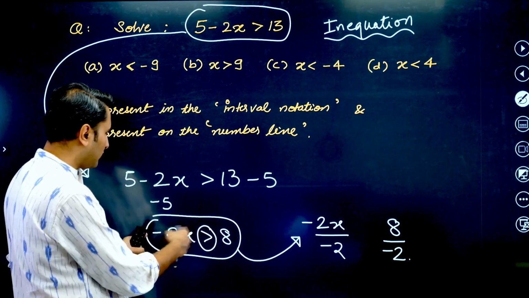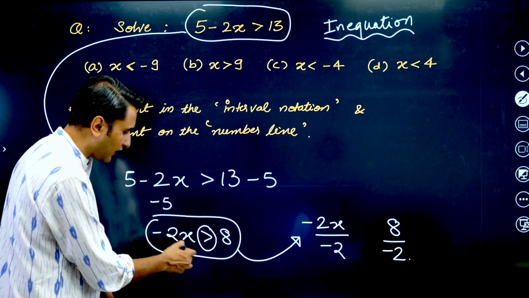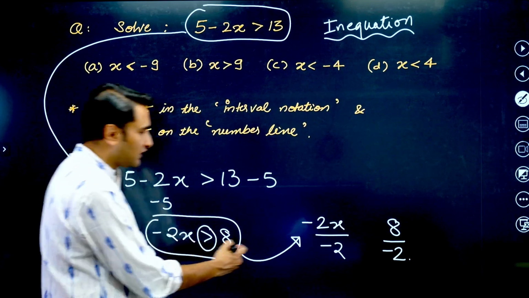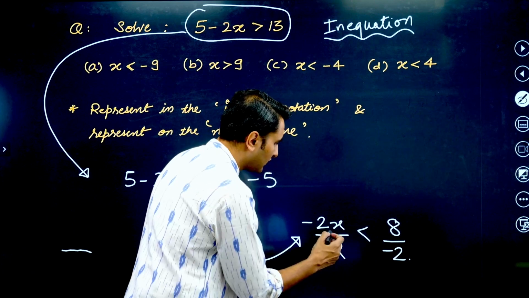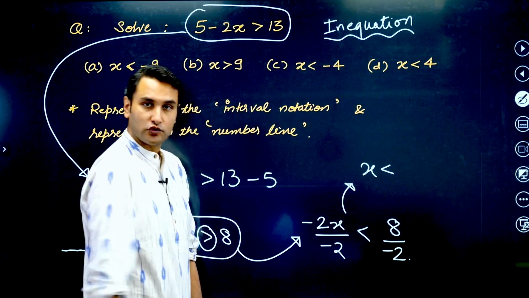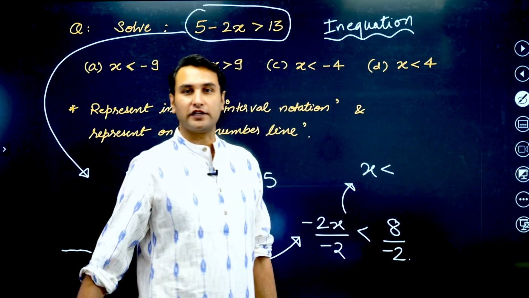So when you divide both sides by minus 2, why? Because I want x on one side. So what will happen, bachcho? This inequality which was greater than will now become less than. This will become x less than. Minus 2 cancels out. 8 divided by minus 2 is minus 4.